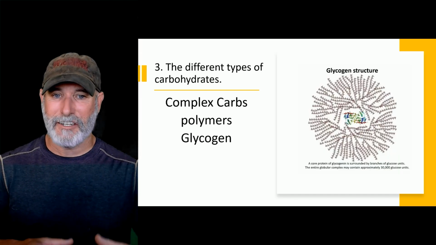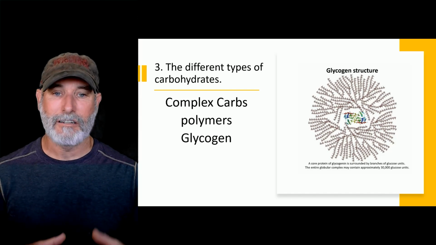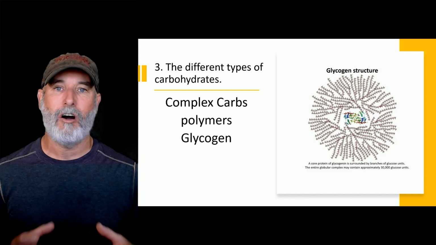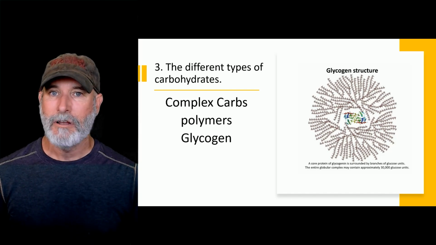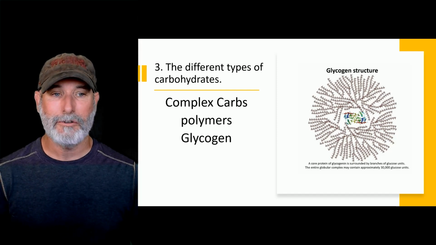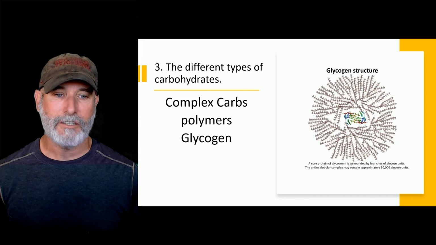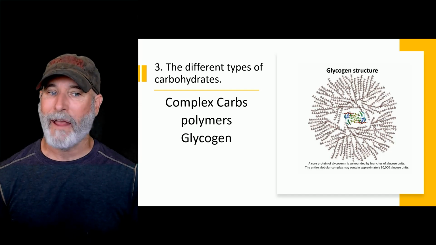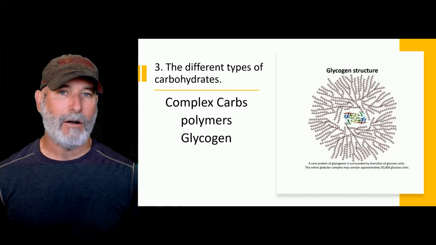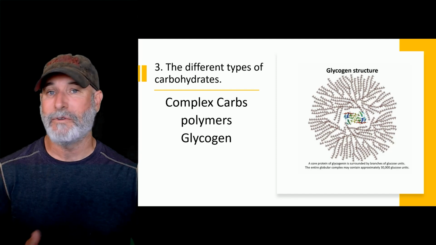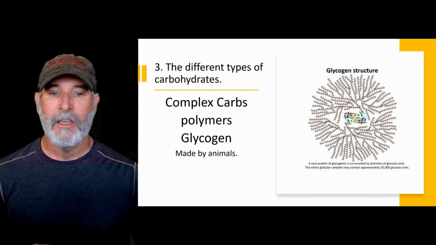So let's just take a step back and look at glycogen. Glycogen is a complex carbohydrate. It is a polymer made up of glucose. Glycogen is made by animals. It's stored in our liver and in our muscles. This glycogen is highly branched, and it can have up to 30,000 glucose units, and we can easily break this down.